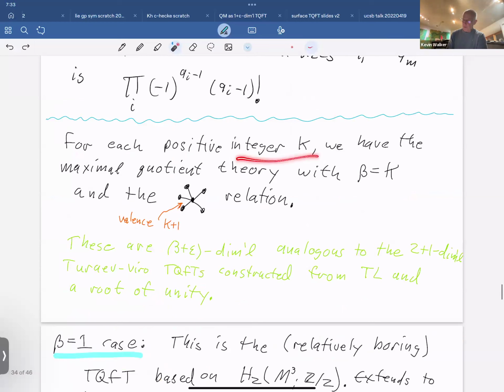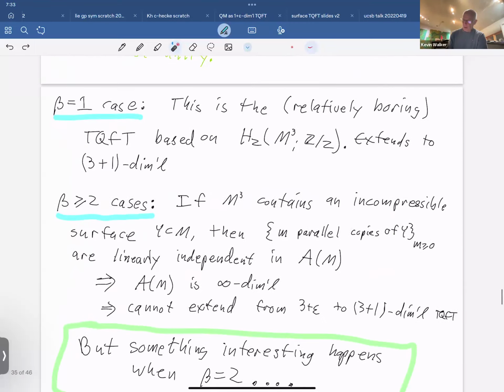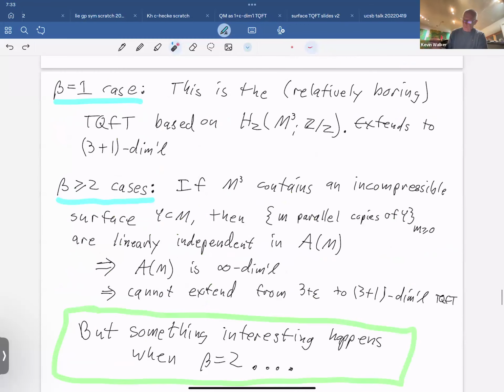Okay, so for each positive integer k, we have this quotient theory where we have an additional relation, the one I just described, and these somehow are analogous to the 2+1 dimensional theories, Turaev-Viro theories, that you can construct from the Temperley-Lieb category at a root of unity. So are they interesting TQFTs, or are they boring?